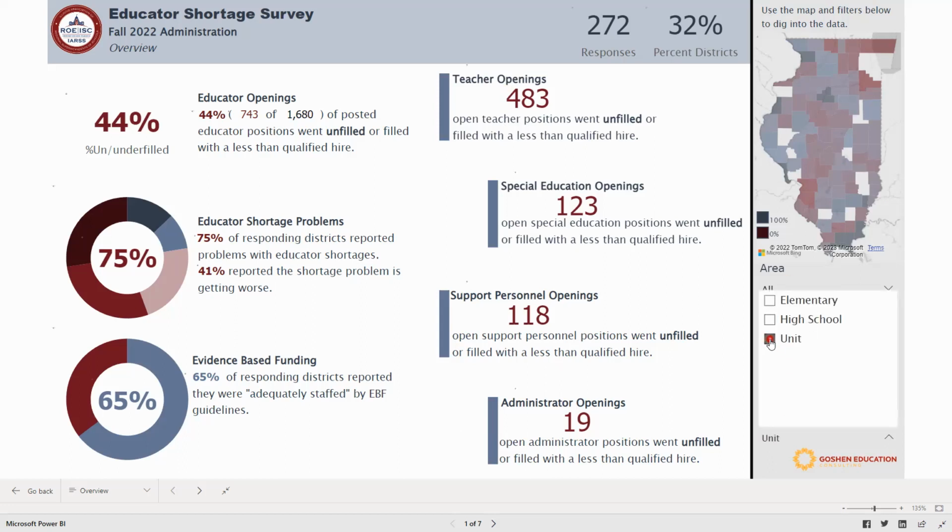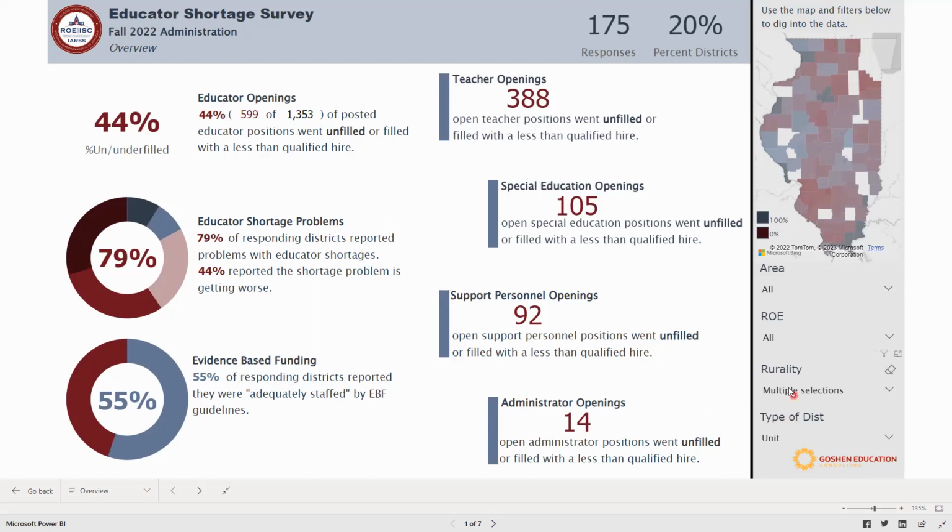You can also use multiple filters at the same time. So if I was interested only in unit districts that were rural, so I still have my rurality selections and my unit districts. I see 175 districts across the state responded, spread pretty evenly around the state, and these would be the responses for those. All right, you can navigate through different pages through the arrows down here at the bottom or through the menu here if you want to jump ahead.